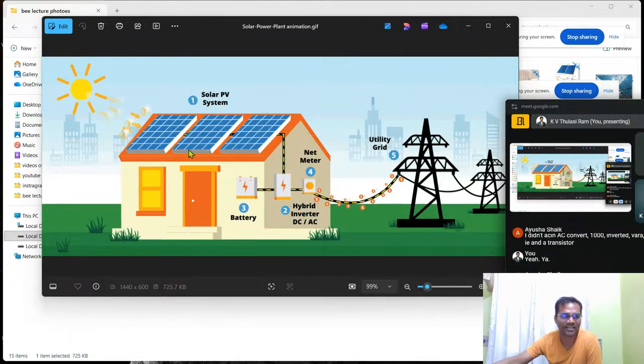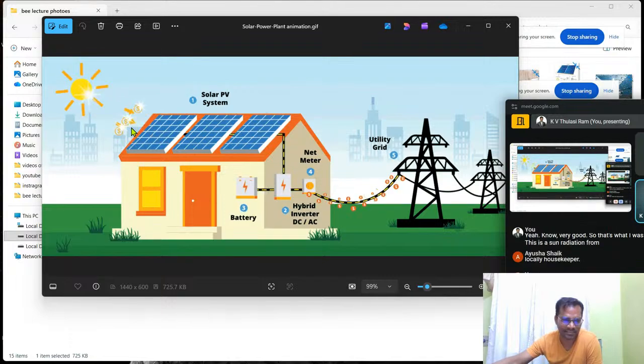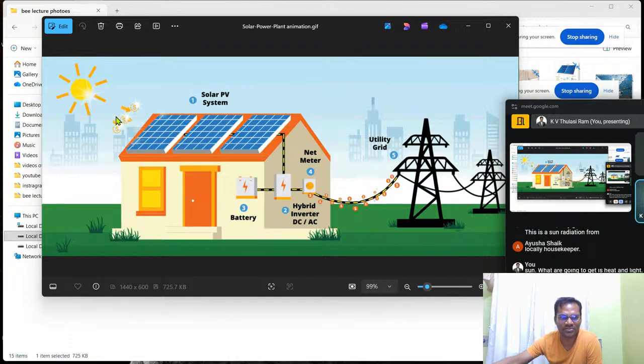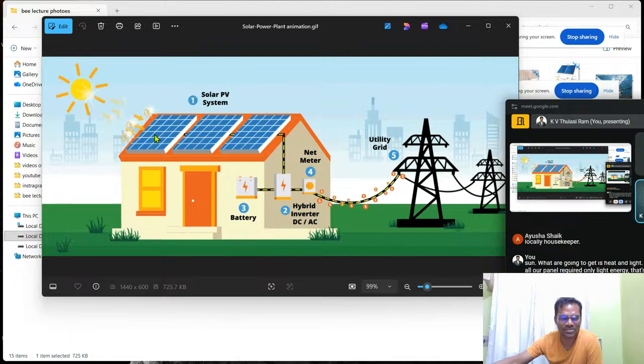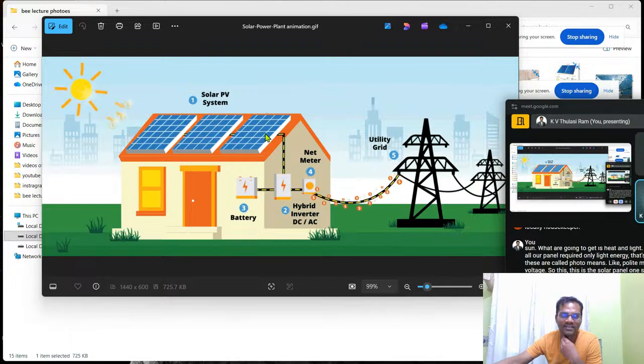Yeah, very good. So that's what I was giving explanation. This is sun radiation. From the sun, what you are going to get is heat and light. But this solar panel requires only light energy. That's why these are called photovoltaic: photo means light, voltaic means voltage. So this is solar panel one, solar panel two, solar panel three. All these three are connected in series connection. Automatically, we get this DC supply, and this is nothing but our converter.